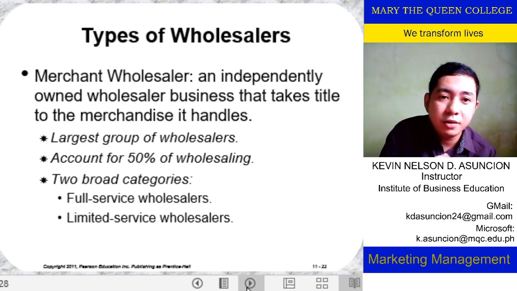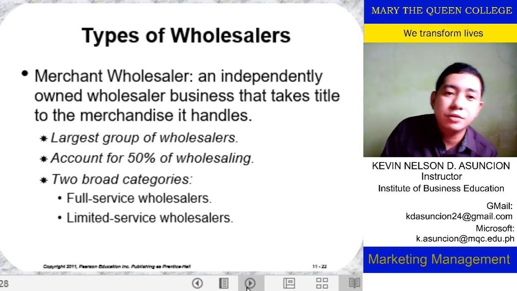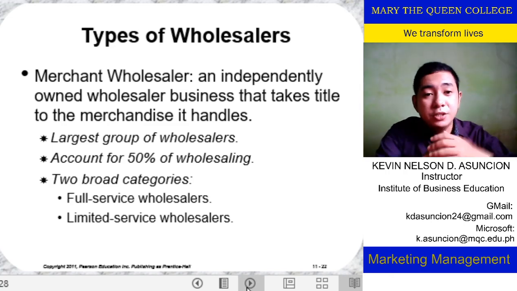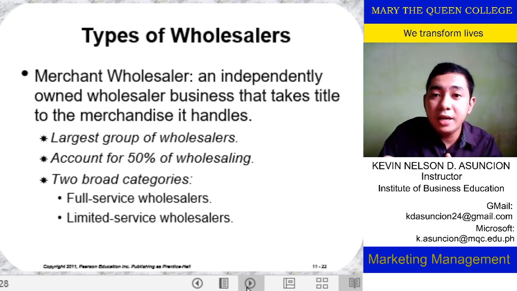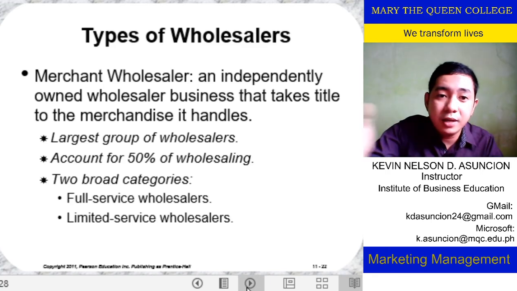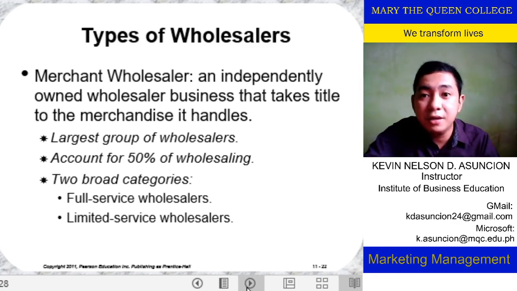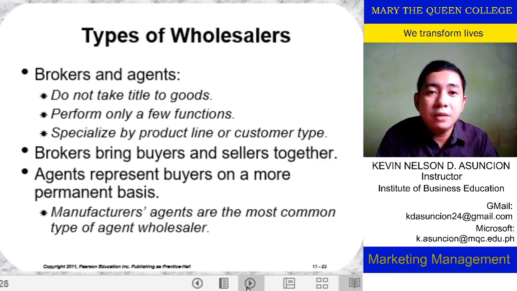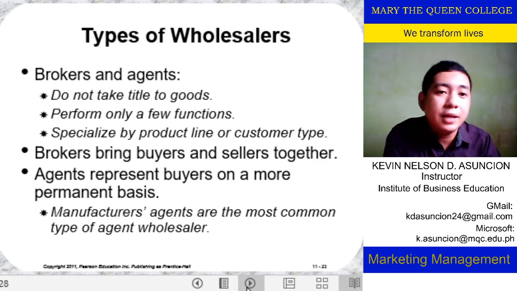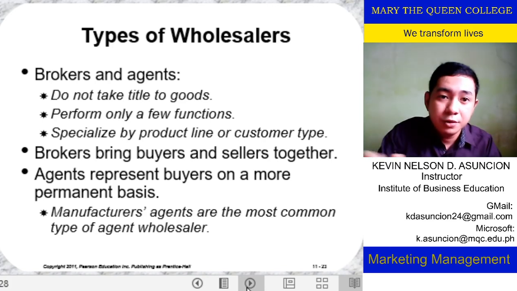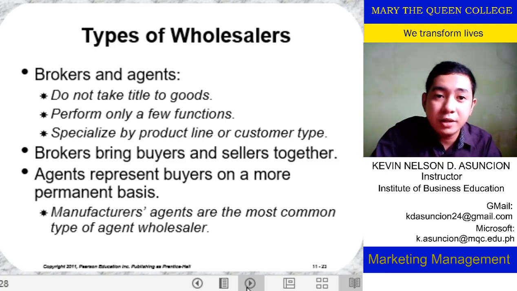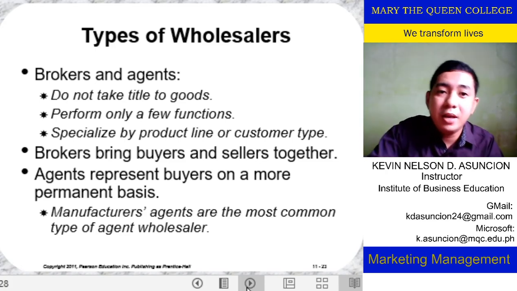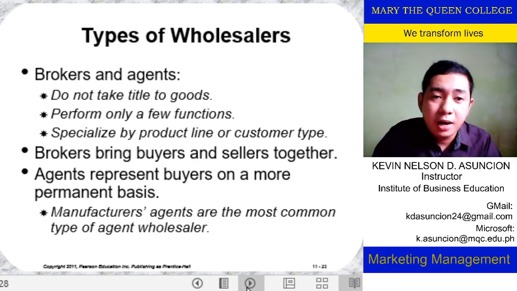And two broad categories are full service wholesalers and limited service wholesalers. Same as with retailing, you have full service retailing and limited service retailing, which mean almost the same thing. Only that one is retailing and the other is wholesaling. So, we have different types of wholesalers. We have brokers and agents. They do not take title to the goods, but they are the ones who sell the product. They perform only a few functions and specialize by product line or customer type. So who sells it or what they sell determines the kind of agent.